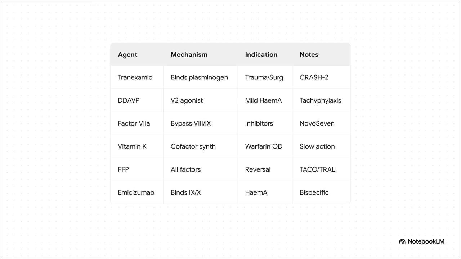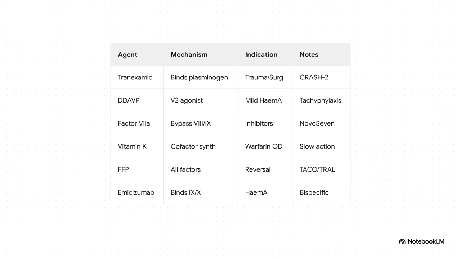Next up, desmopressin, or DDAVP. Now, this is a V2 receptor agonist, and it stimulates the release of stored von Willebrand factor and factor VIII from endothelial Weibel-Palade bodies. Yes, you have to name those specific bodies. But here's the catch. The consequence of repeated use is tachyphylaxis, simply because you deplete those Weibel-Palade body stores over time.